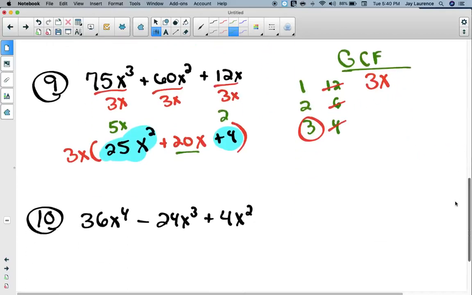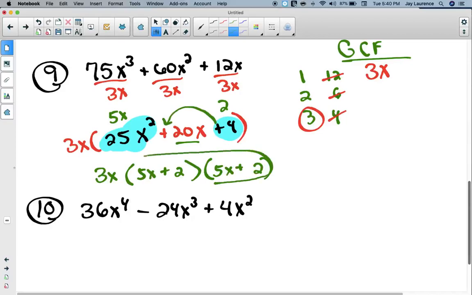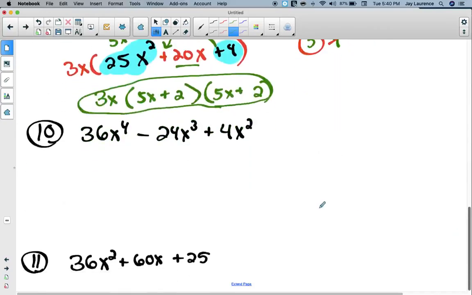This is going to factor just like this. We're going to have a 3x out front. That's the GCF. Then we'll have two quantities. Both quantities will have a 5x and a 2. Third term is positive. The middle sign will show up twice. And there you go. Factored completely.